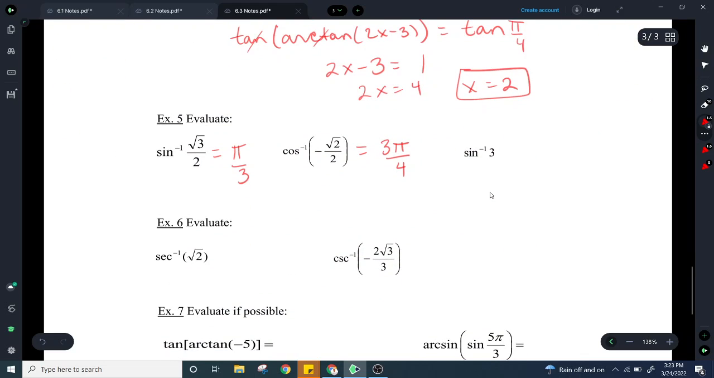Okay. Arc sine of 3, remember we said that that would be like saying, where does sine equal 3? But because the range of the sine function is only from -1 to 1, this is impossible. Can't be done. No such thing. Doesn't work. So we'll skip that one.